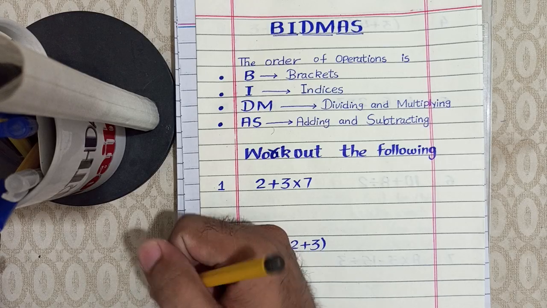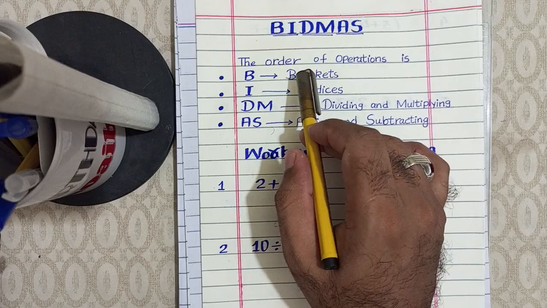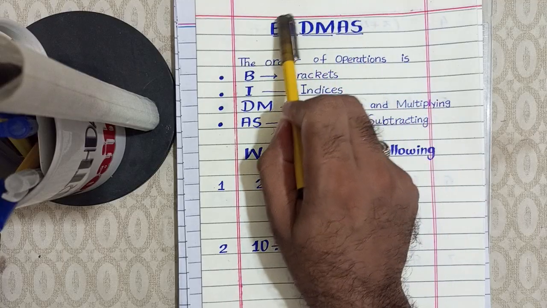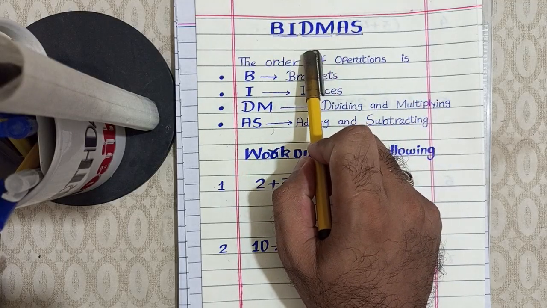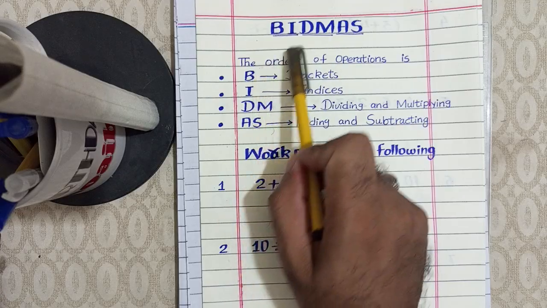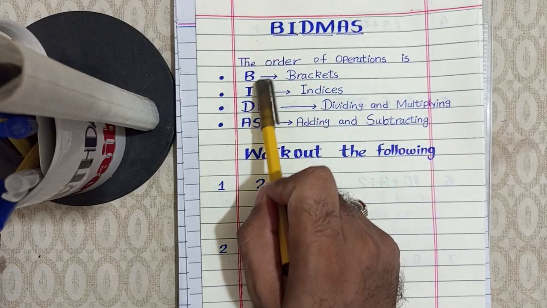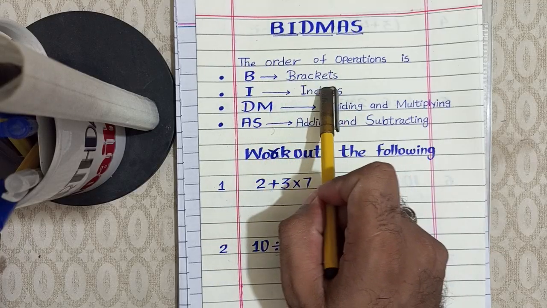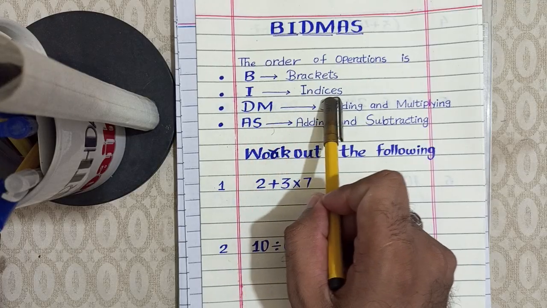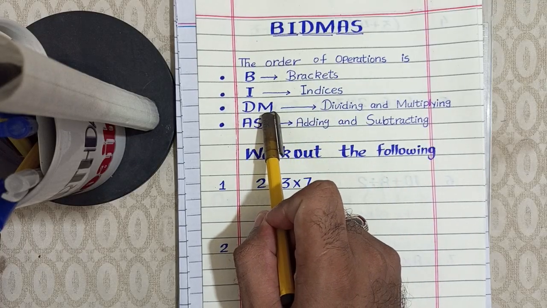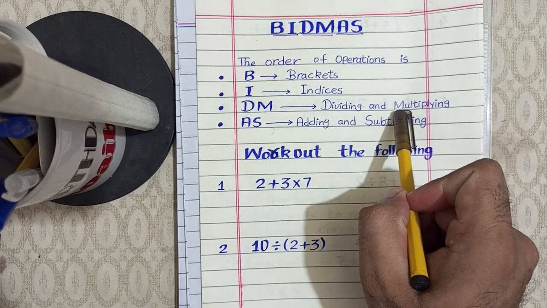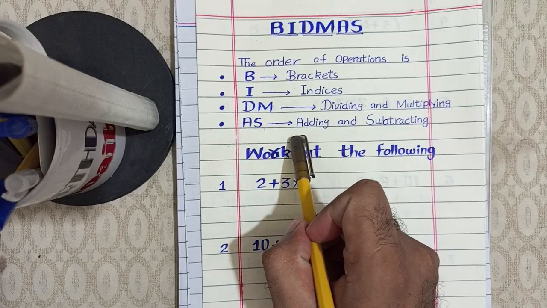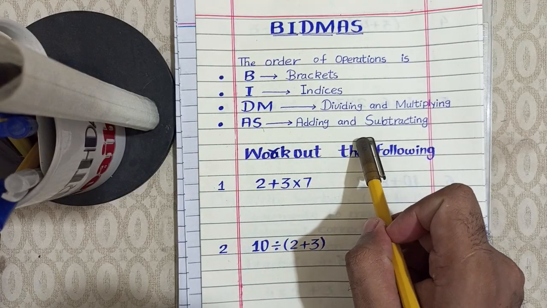My name is Muhammad Shoaib and today our topic is BIDMAS. First of all, what is the abbreviation of BIDMAS? In BIDMAS, the B stands for brackets, I stands for indices, DM means dividing and multiplying, and the last one, AS, stands for adding and subtracting.